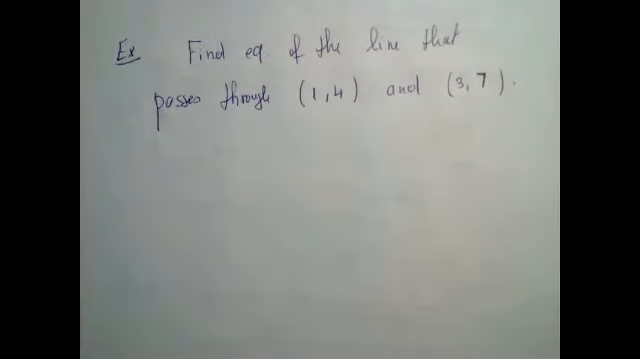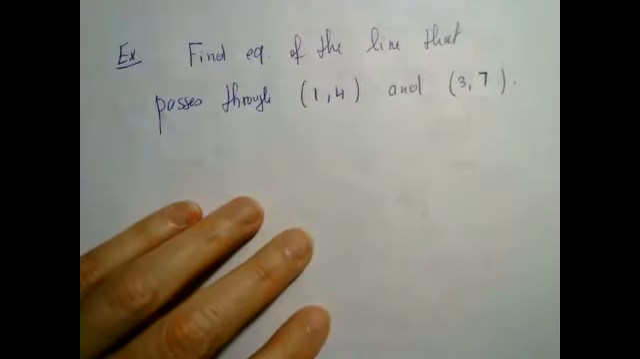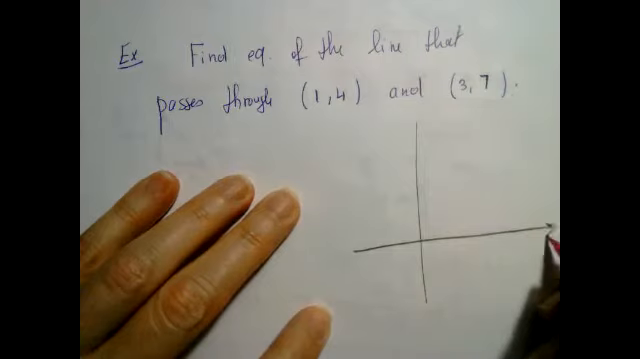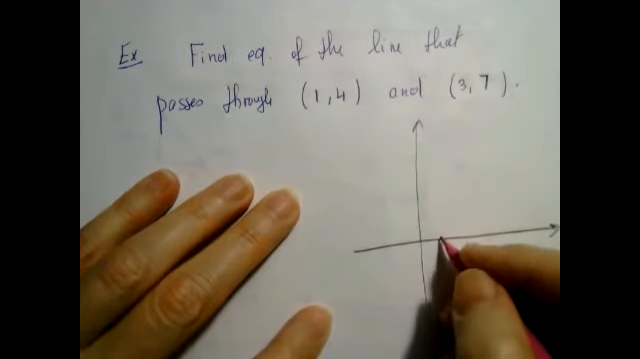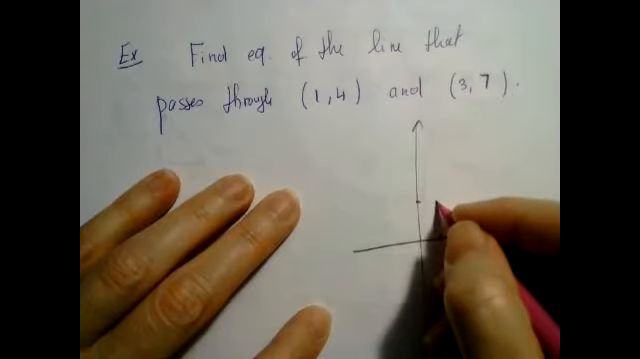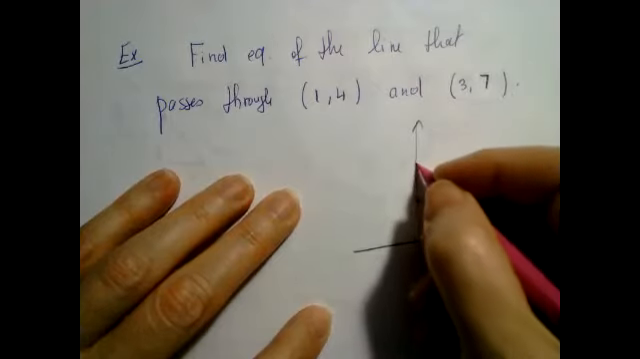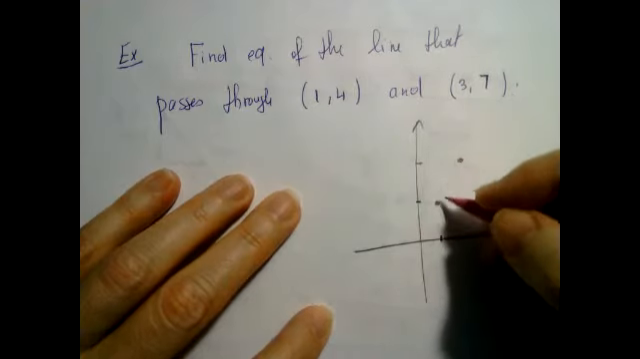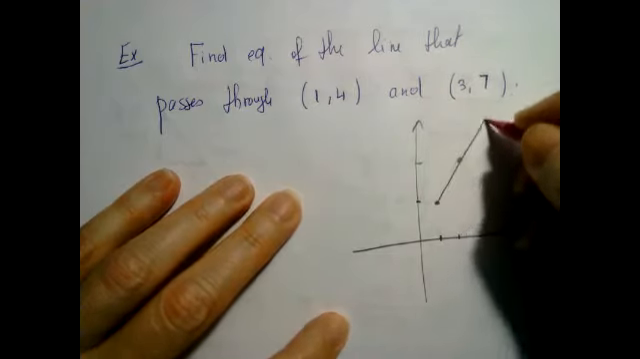Okay, now two points determine a line. What do I mean by two points determine a line? If I give you two points on the line, you can sketch the line. If I give you (1, 4), that's a point, and I give you (3, 7), that's another point. If I give you two points, I'm giving you the line.